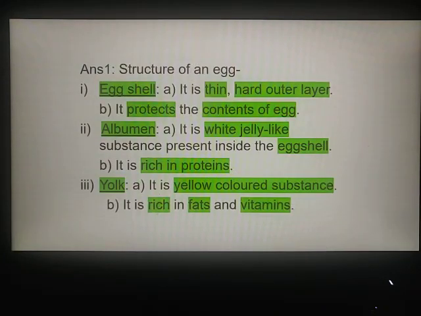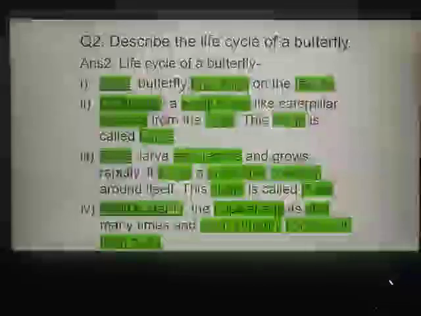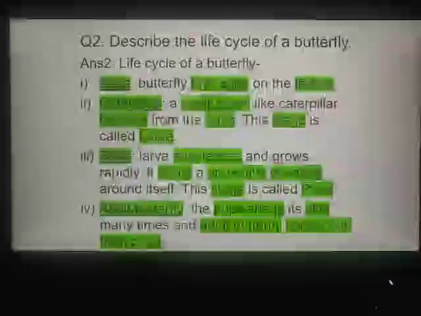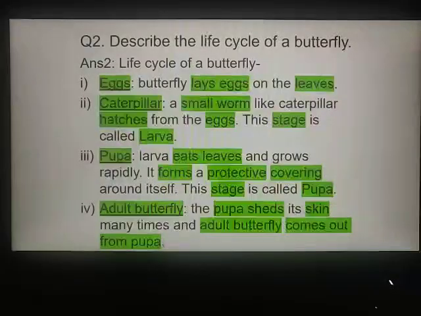Coming to the second question. Question number 2 is, describe the life cycle of a butterfly. Life cycle of a butterfly is divided in 4 stages. First is eggs, second is caterpillar or larva, third is pupa, and the fourth one is adult butterfly. Let's start with the first stage, that is egg. Eggs are laid by an adult butterfly on the leaves of a plant.